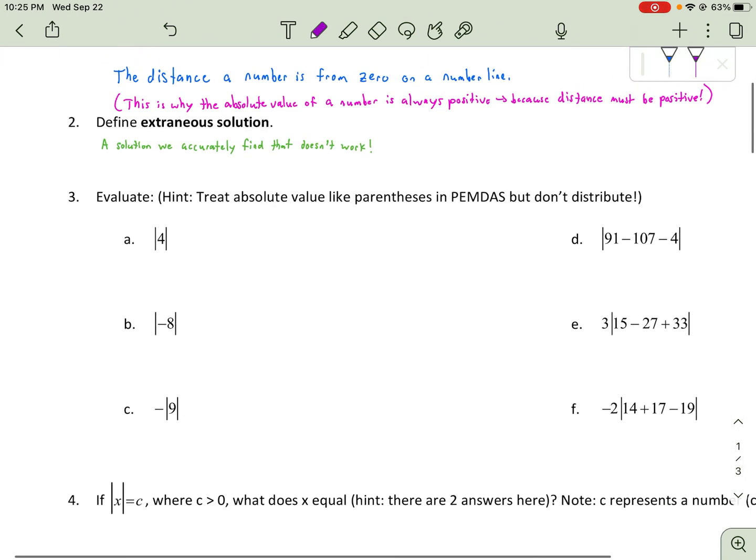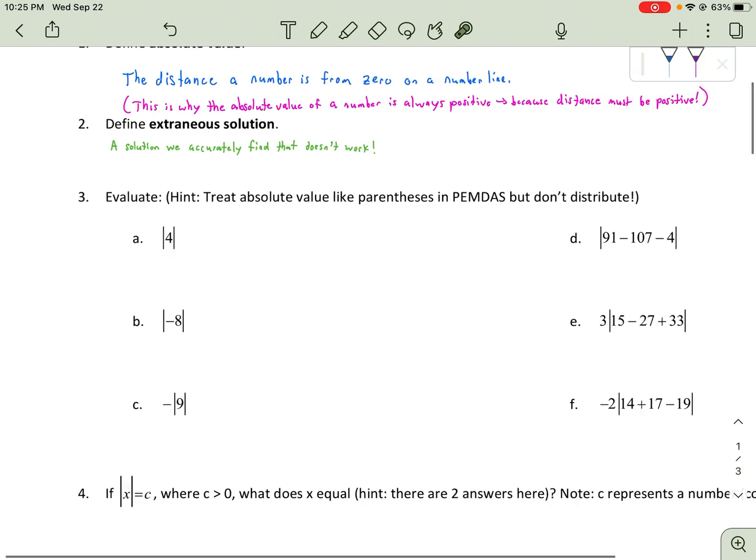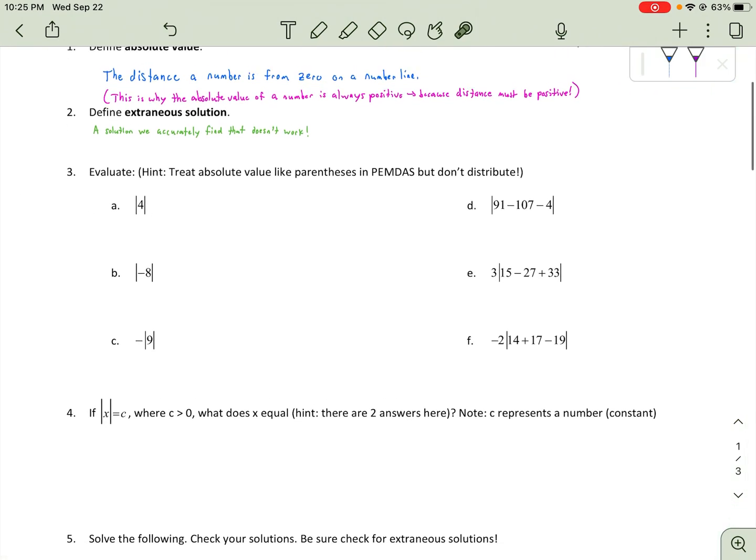So we're going to evaluate some absolute value stuff here. And then it says treat absolute value like parentheses in PEMDAS. So we're going to have to do the stuff inside the absolute value before we would do the number out here or any other numbers that happen to be on the outside.